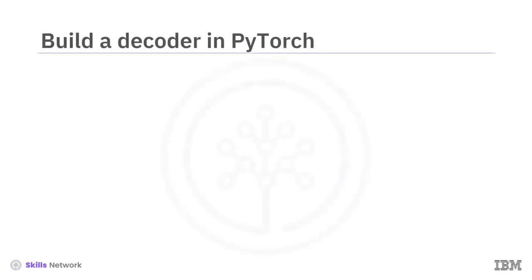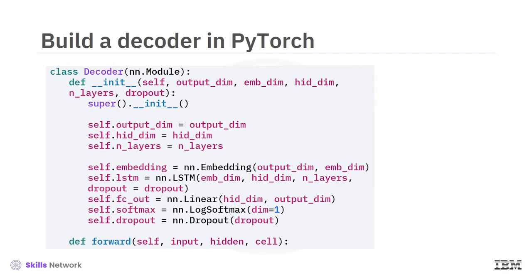To build a decoder in PyTorch, create a decoder class, which is a subclass of nn.Module, serving as the base class for neural network modules. In the constructor __init__ method, the decoder's parameters and layers are initialized. The parameters for the decoder are defined as follows. output_dim is the number of possible output values, or the target vocabulary length. emb_dim is the dimensionality of the embedding layer. hid_dim is the dimensionality of the hidden state in the LSTM. n_layers is the number of layers in the LSTM. dropout is the dropout probability.